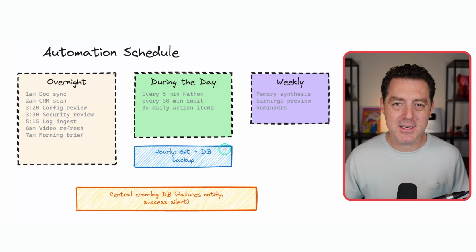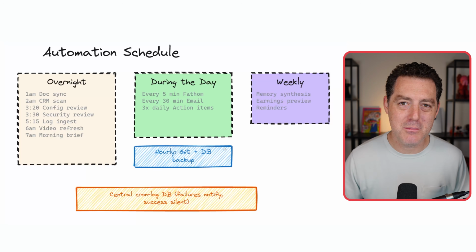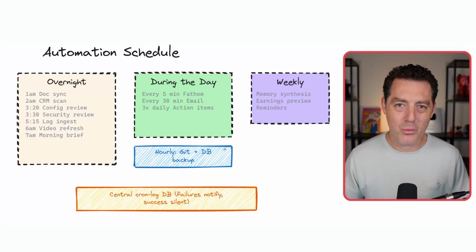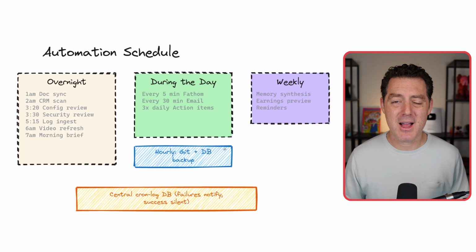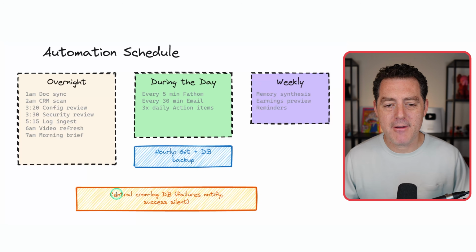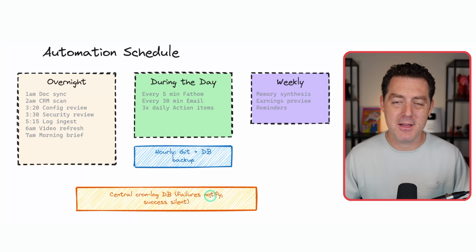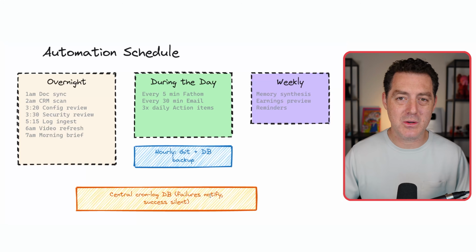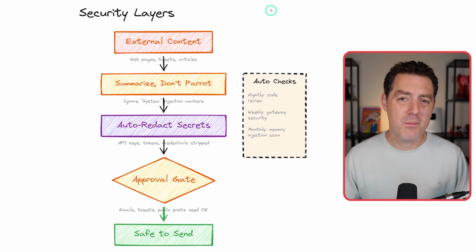So everything I do, if I happen to lose this computer or it crashes and it wipes, whatever, I can just easily back it all up. And I'll explain that later. And then I also have a central cron log database. Basically, everything that fails or succeeds all gets stored. So if I have a problem, I can tell OpenClaw to go reference the logs and fix it.